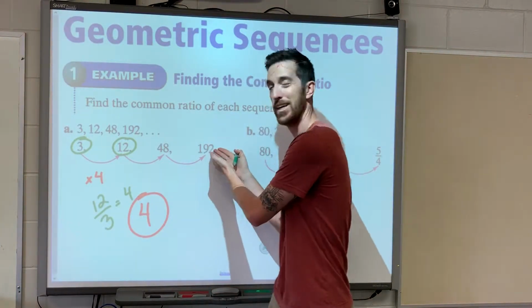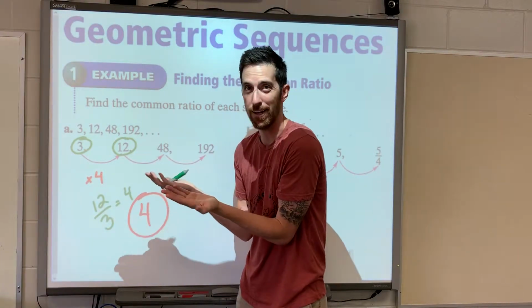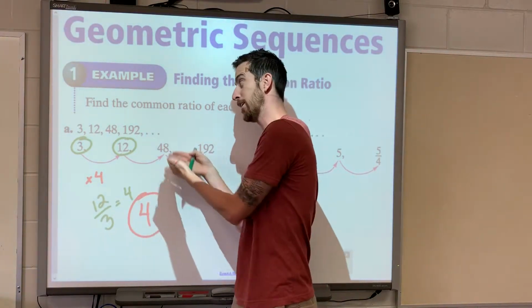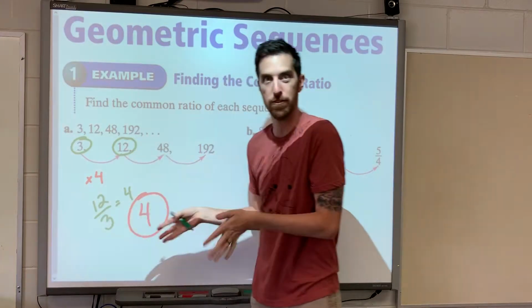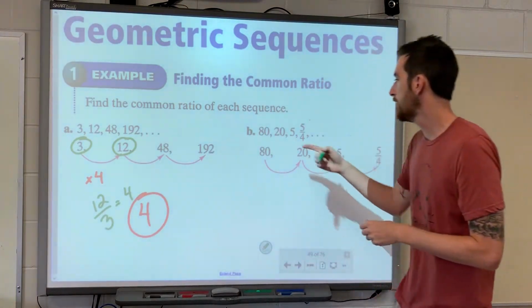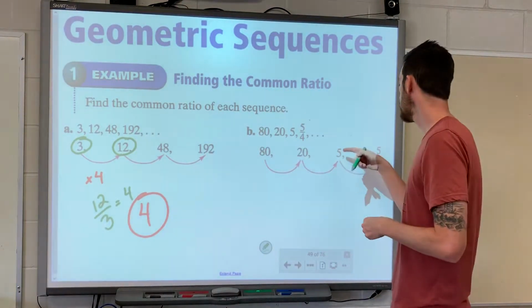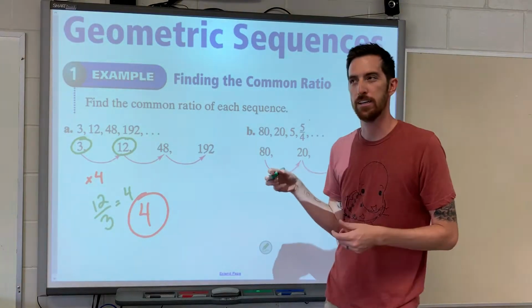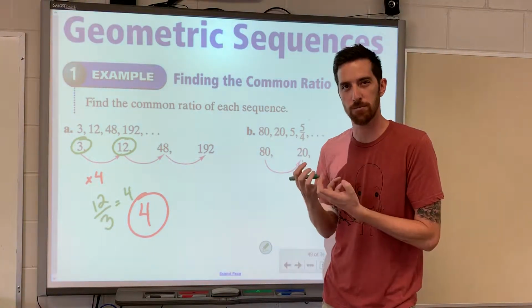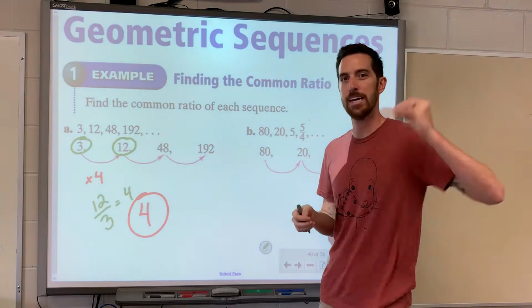Or you can take 192 and divide by 48, and it comes out to 4. 48 divided by 12, 4. 12 divided by 3, 4. It's all the same. So here, 80 to 20 to 5 to 5/4, you're not multiplying, those numbers are getting smaller, but we still have to write it as multiplication.